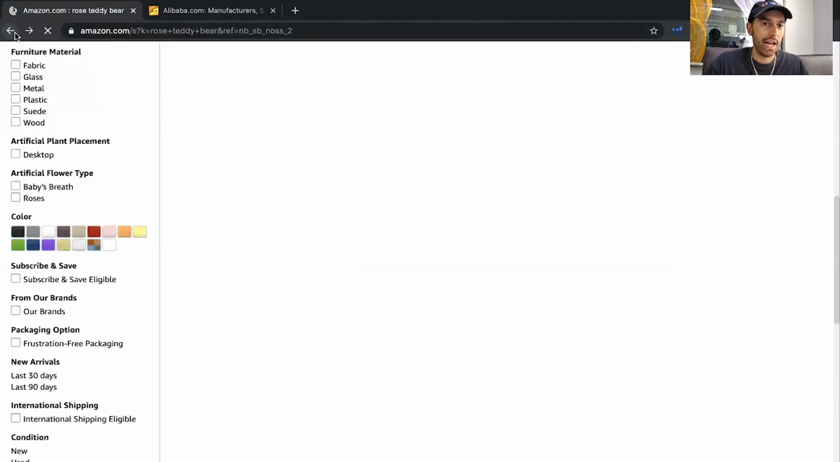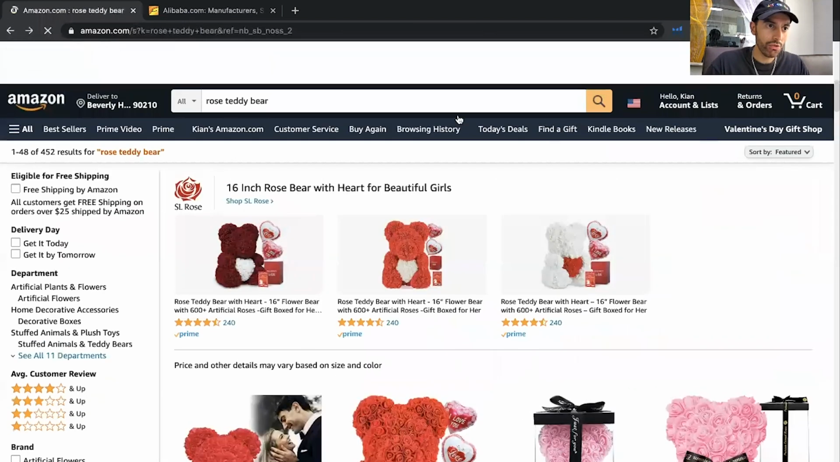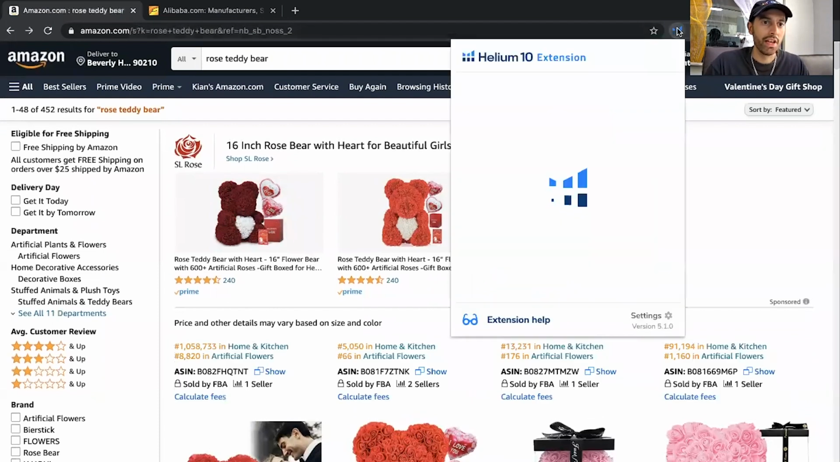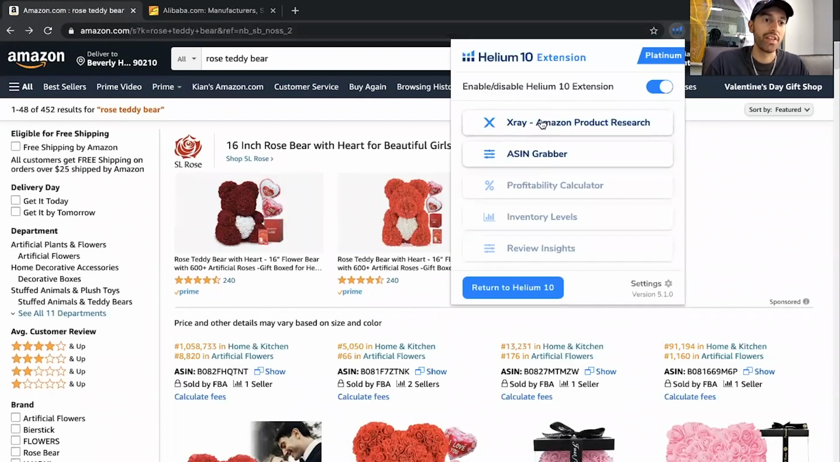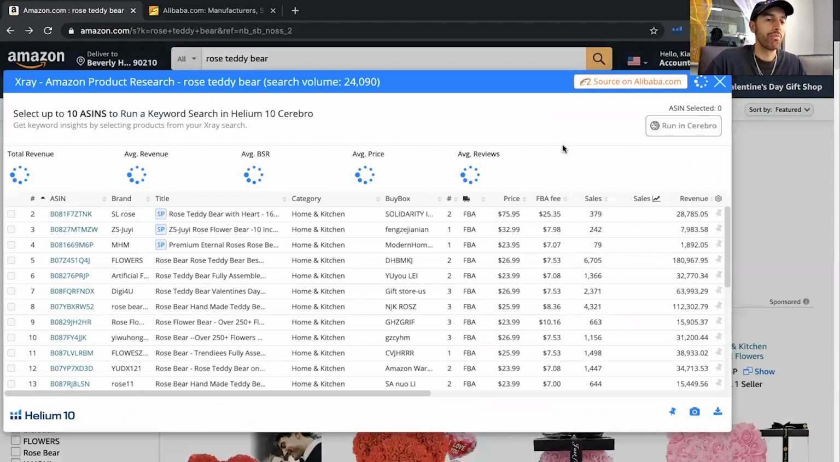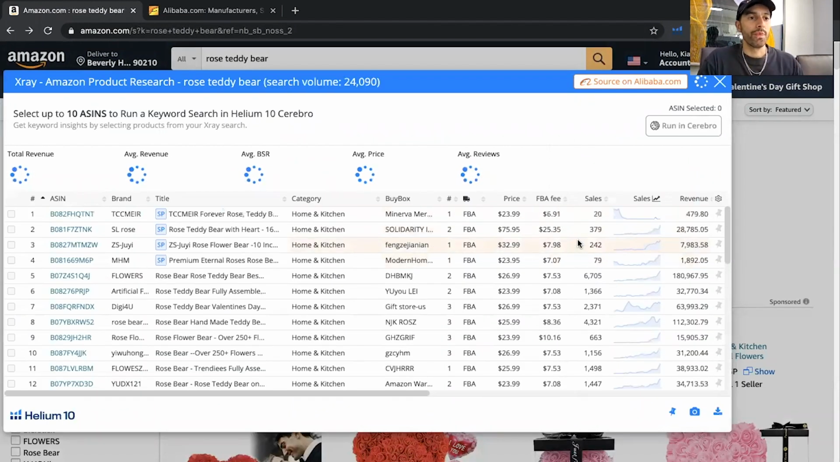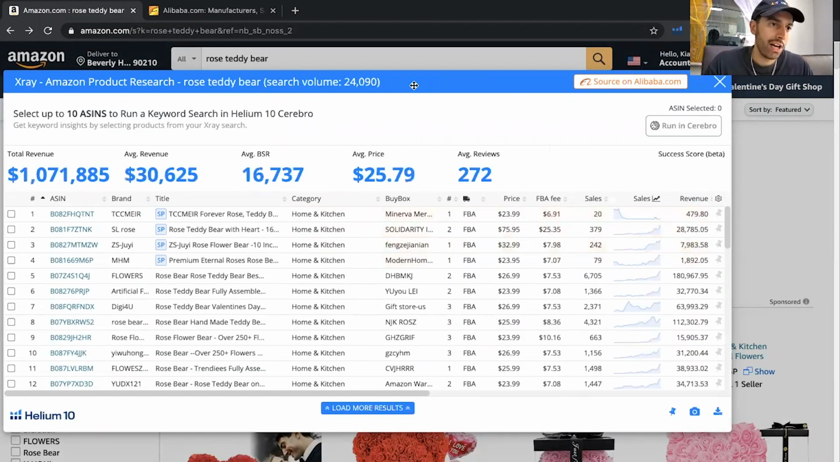So if we go back to the category as a whole, we're at Rose Teddy Bear for this keyword. If we jump back into Helium 10 and this time click on X-ray, Amazon product research. The cool thing about X-ray, and the first thing that I always look at, is what is the search volume per month for this keyword. Rose Teddy Bear gets 25,000 searches on average per month, or actually at the moment, right?